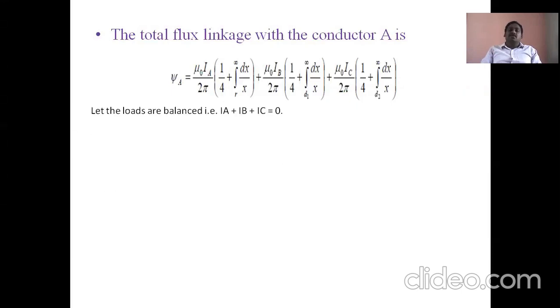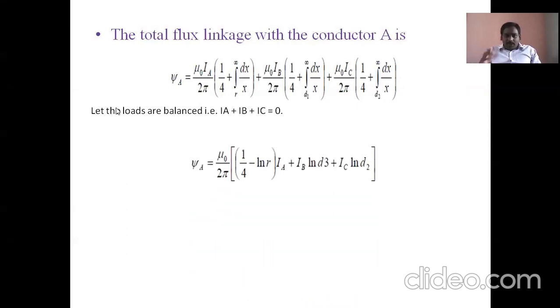Then further we can simplify this. Simply see here, when loads are balanced, as we already discussed, Ia plus Ib plus Ic is equal to 0. Then from this, Ia is equal to minus Ib minus Ic, that is minus (Ib plus Ic). Right now, this is equation number 5 here.